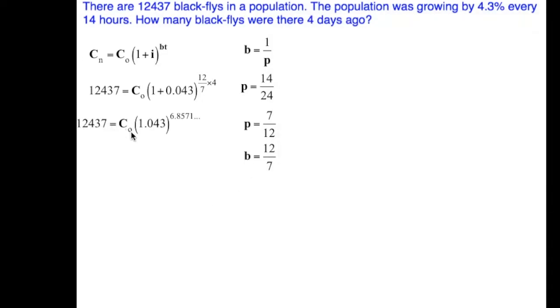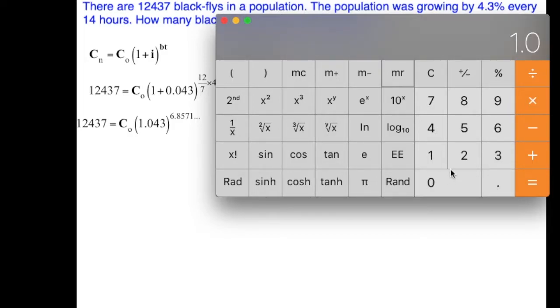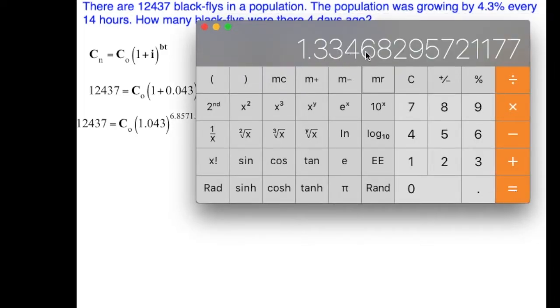12,437 is equal to C sub 0 times, now I added the 1 and the 0.043, and that gives us 1.043 to the power of 6.8571. Okay, so let's do that. I'm going to take that number, raise it to this power. So I have 1.043 to the power of, and paste that number back in. That gives us 1.33468, and it goes on forever. Keep this number in your calculator, don't round it.